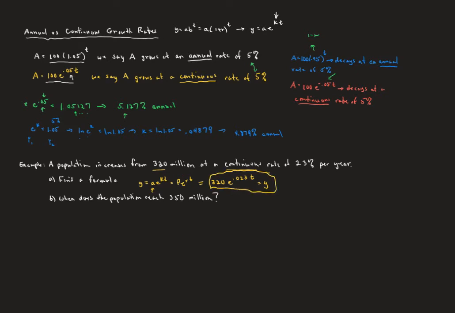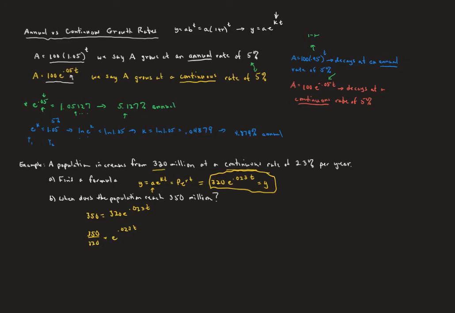So when does the population reach 350 million? Means we're going to put 350 in for the y, or the total amount. That's going to be 320 e to the 0.023 t. We can divide by the 320. This is going to ultimately end up in our calculator. And then we have e to the 0.023 t. Now you could graph both of these and find the point of intersection.